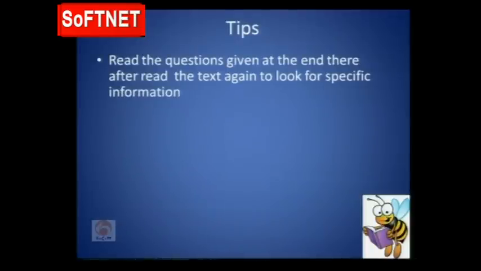Read the questions given at the end. Thereafter read the text again to look for specific information. Generally the passage is given first, followed by questions, MCQs and WH questions. So what you have to do first is read the passage 1 or 2 times, then go through the questions given at the end of that passage, then read the passage again, so that you look for the specific information you need to answer those questions. This is a very important aspect, you should not neglect this strategy.